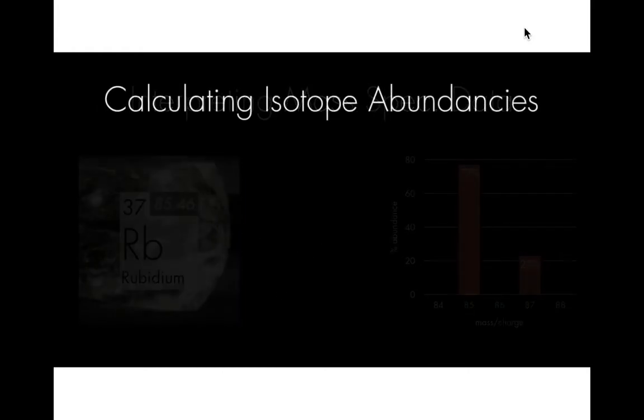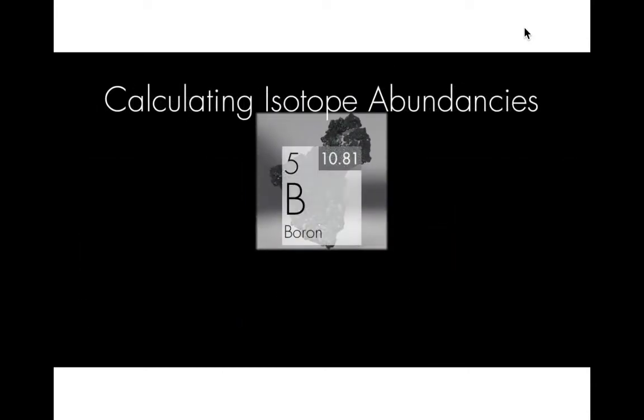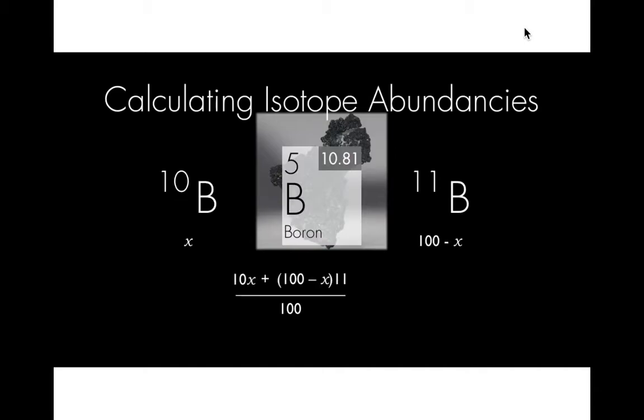Let's try the reverse. Let's calculate the relative abundances of boron-10 and boron-11 isotopes. First, let's imagine we had 100 of these boron atoms. Let's call the number of boron-10 atoms X. Then, the number of boron-11 atoms has to be 100 minus X. We can put this together to calculate the average atomic mass, which we already know for boron if we look at the periodic table. Do a little algebra, and it tells us that X is equal to 19, which is the percentage of boron-10, and therefore boron-11 has an abundance of 81%.